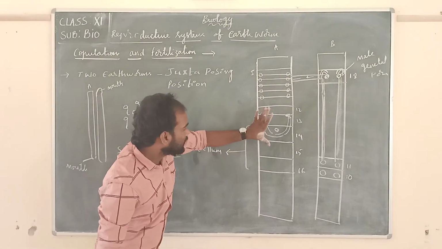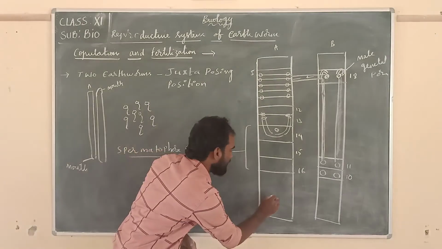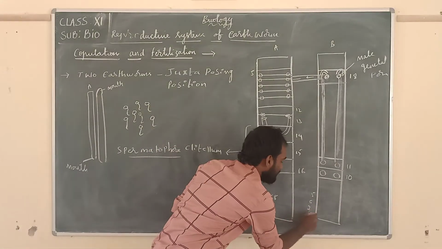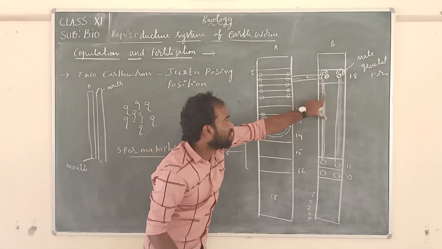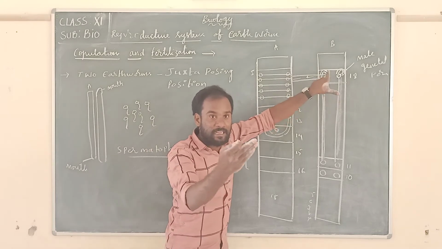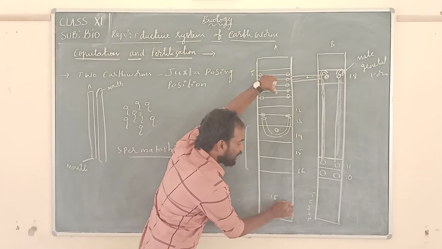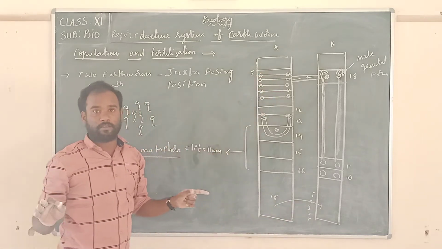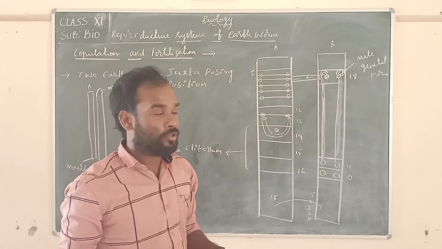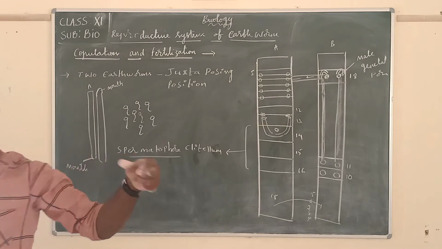At the same time, this earthworm also does the same. Now you see, its 18th segment is here. Its 5th, 6th, 7th, 8th, 9th segments are here. When earthworm B releases sperms into earthworm A, here also earthworm A releases sperms into earthworm B. So mutual exchange of sperms takes place. Understood? Now what happened? Once again I will give you a quick review.